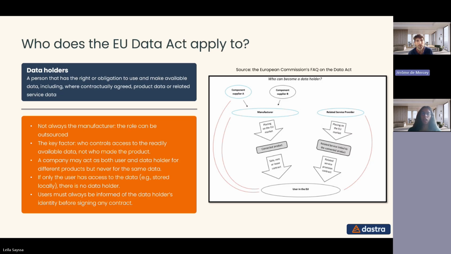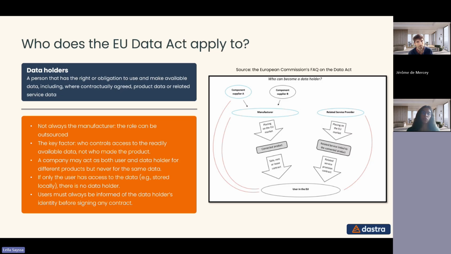Does it mean that the manufacturer doesn't have access to the data? For example, the hosting of the data needs to be on the data holder today. Yeah, yeah, and so to determine who the data holder is, it does not depend on who produced the hardware or the software, etc. It depends on who controls the access to the available data. That's really the key notion here.